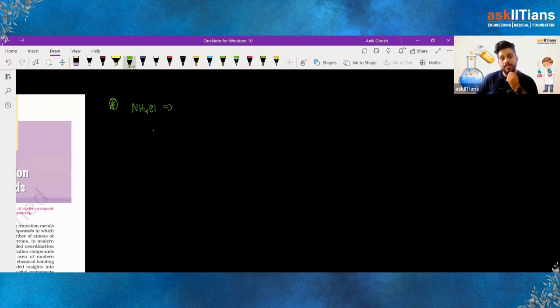Some of you would say, sir, it's an ionic compound. Why? Because it is NH4 plus. Yes, that's right. This particular segment is definitely an ionic compound, with ionic bonding. Now, if I break down NH4 plus, in that case, what are you going to do? So NH4 plus would be N with H, H, H, H around it.